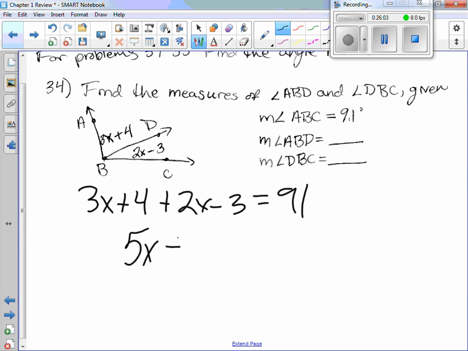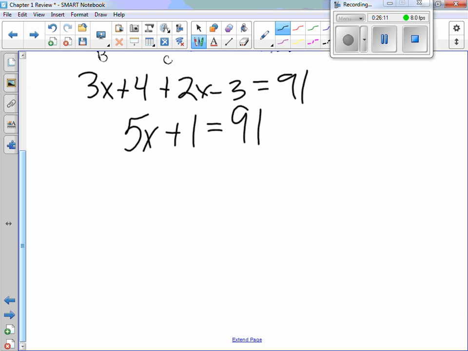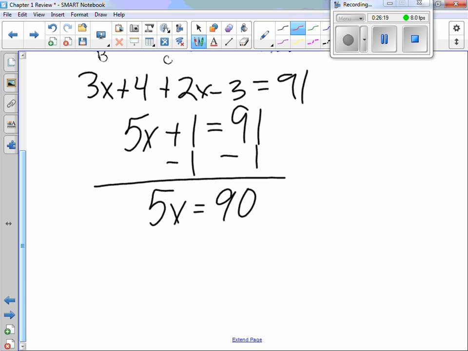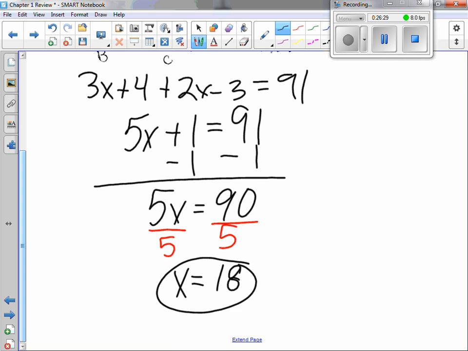We're going to combine like terms. Because 2x and 3x will give me 5x. 4 minus 3 is 1. So at this point here, we can subtract 1 from both sides. And we get 5x is equal to 90. Divide both sides by 5, and we get x is equal to 18.